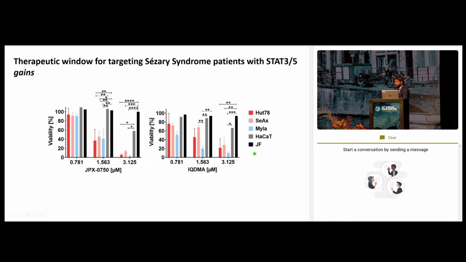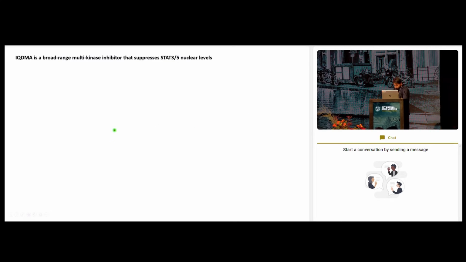Because if we are able to use these drugs topically, we need to check whether there is a therapeutic window and whether they are causing any toxicity on these cells. And indeed, these drugs affect the CTCL cells quite nicely, but not the keratinocytes or fibroblasts, shown here in the gray or black bars.